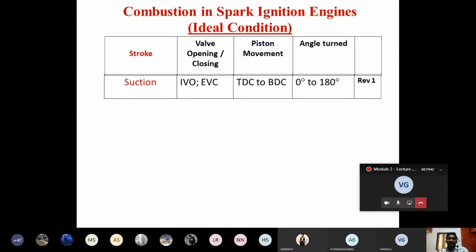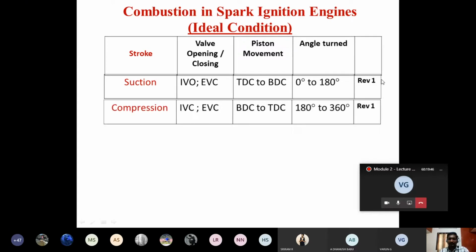Okay. Now this is revolution 1. So now revolution 1 starts. And what is the next stroke? The next stroke is the compression stroke, during which both the valves will be shut, inlet valve as well as exhaust valve, and the piston will move from BDC to TDC.